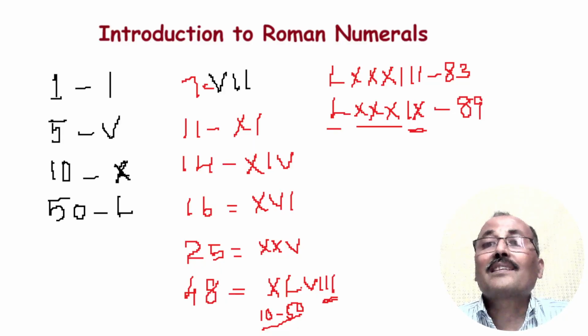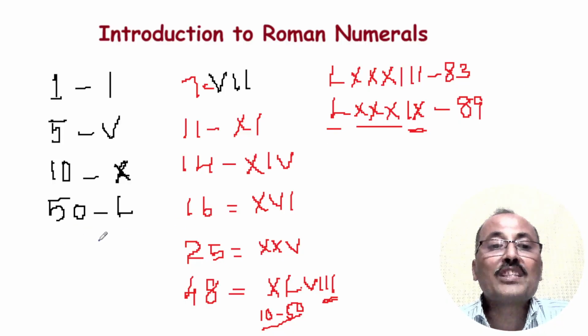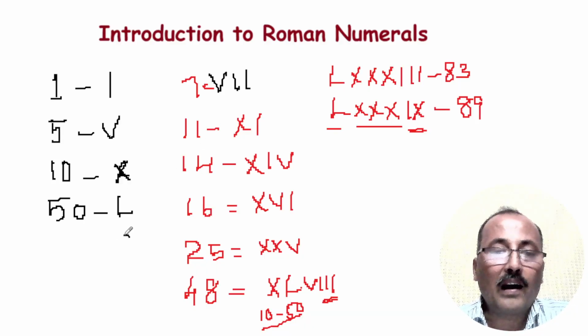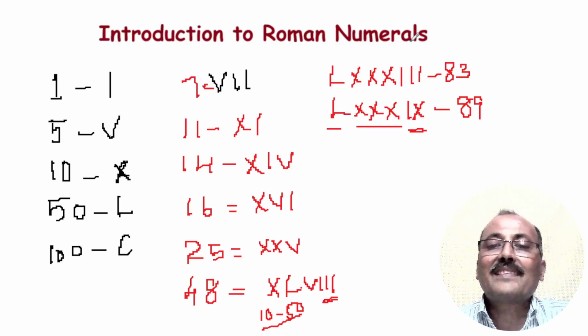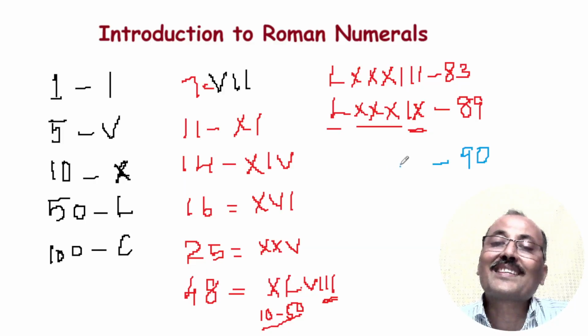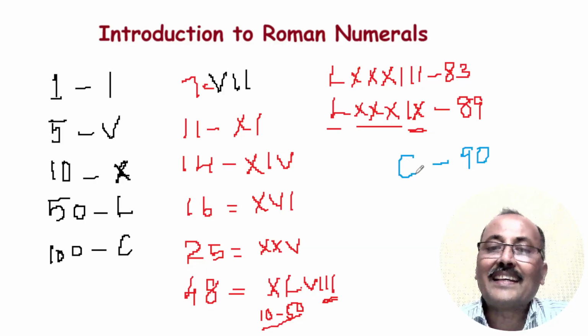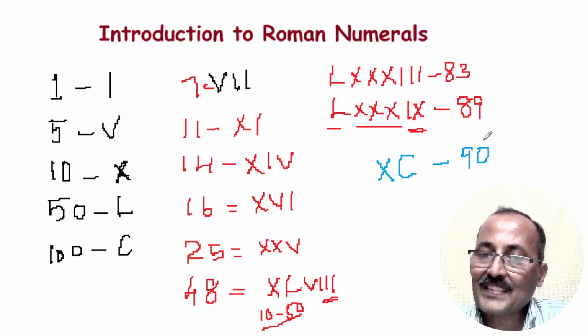Then for 90, they introduced a new symbol called C for 100. Now they are coming back from 100. So if you know that C is 100, how do you write 90, my dear children? By this time you could have guessed it. First you write C and put 10 in front. XC is nothing but 90. Are you able to understand?